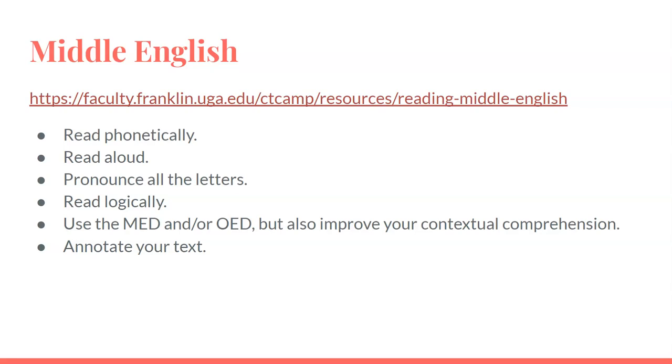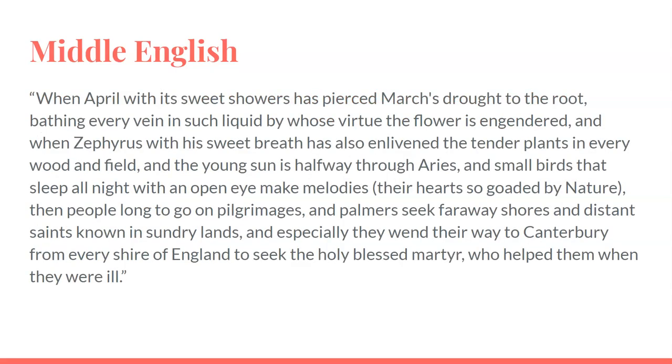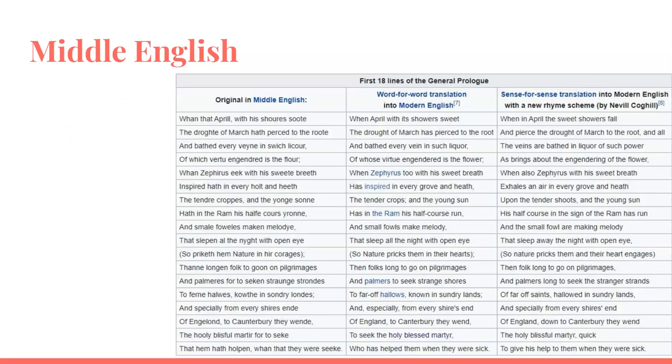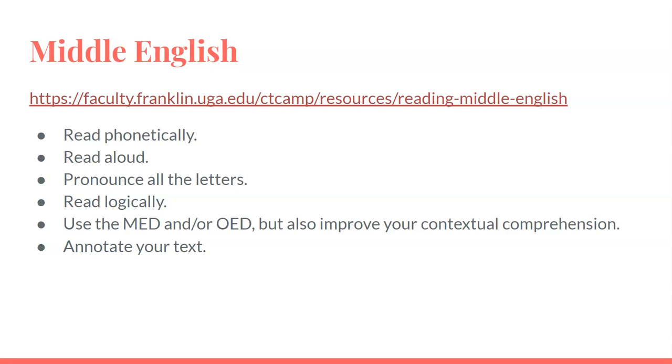Another strategy is to pronounce all the letters, right? And again, this is not what the original vowel sound is like, but if you're pronouncing all of the letters, you hear showers, but then also you get things like E's on the end. You want to pronounce those. Soote, roote, and that gives you a more accurate translation.